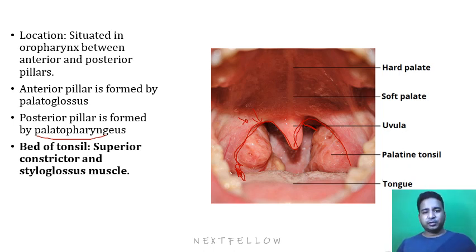Now what is important from the examination point of view is the bed of the tonsil. The tonsil is resting over some base, that is known as the bed of tonsil, and it is formed by two muscles. One is the superior constrictor muscle and the other one is the styloglossal. Superior constrictor, which is on the topmost part of the pharynx, and then comes the styloglossal, or you can remember S and S. So superior constrictor and styloglossal.